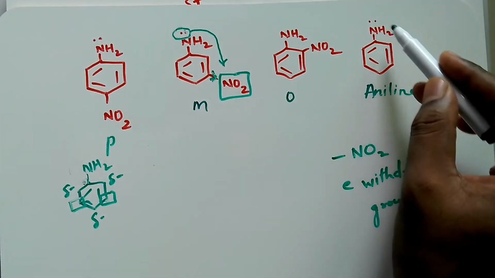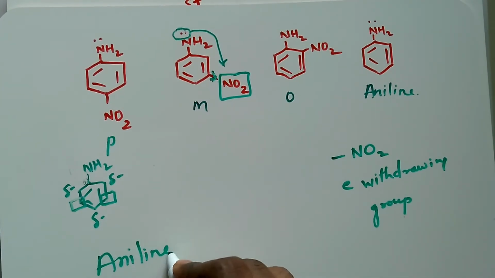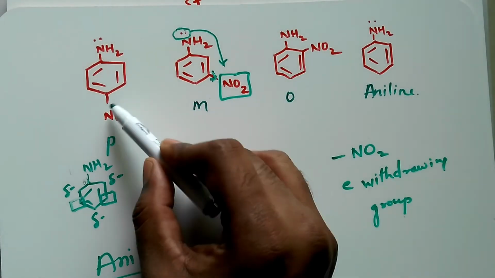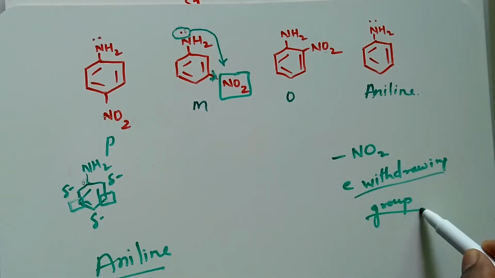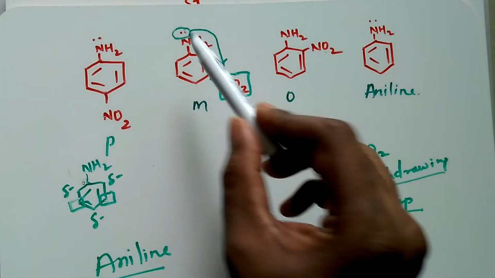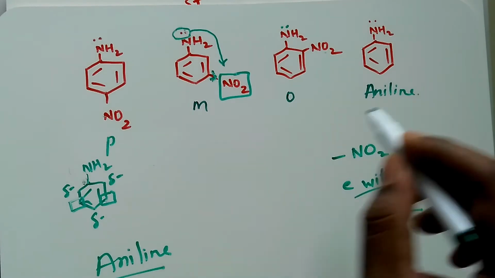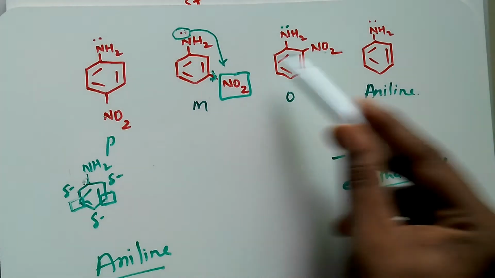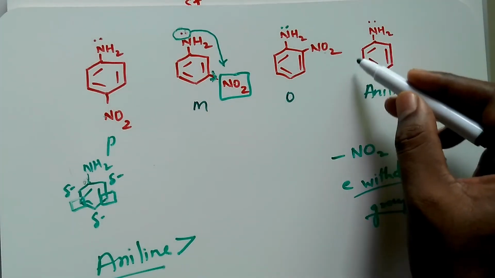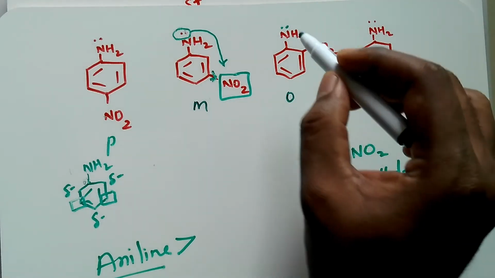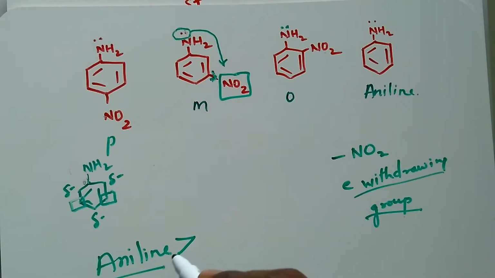Okay, so the most basic in this case will be aniline. The most basic is aniline. The reason being, all these groups, the NO2 here, NO2 here, NO2 here, are electron withdrawing groups. Since they are withdrawing the electrons towards themselves, the electron density here becomes less, and it will be less basic than aniline. So the most basic is aniline because it doesn't have an electron withdrawing group. For more basic character, we need more electron density here. Okay, so aniline is the most basic.